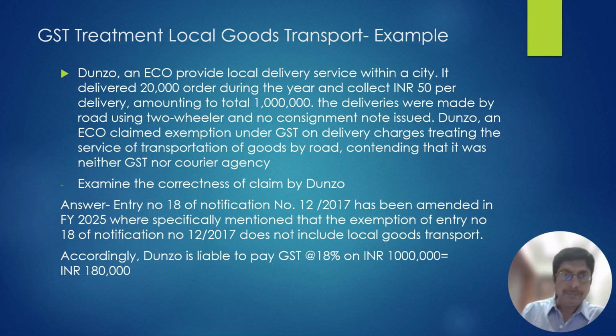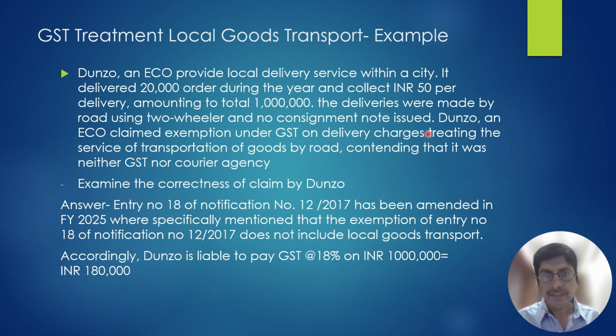Now see this example for the purpose of making our understanding clear. Dunzo is an ECO, electronic commerce operator, providing local delivery services within the city and delivers 20,000 orders during the year. Just as an example, for the purpose of understanding, it collects rupees 50 per delivery, assume. So what is its collection? It is 10 lakh. Delivery is made by road on two-wheeler and no consignment notes were issued.